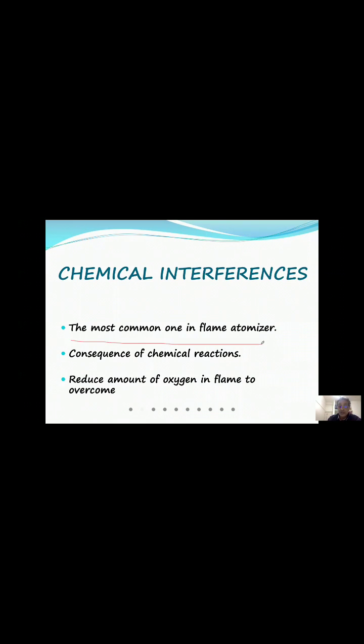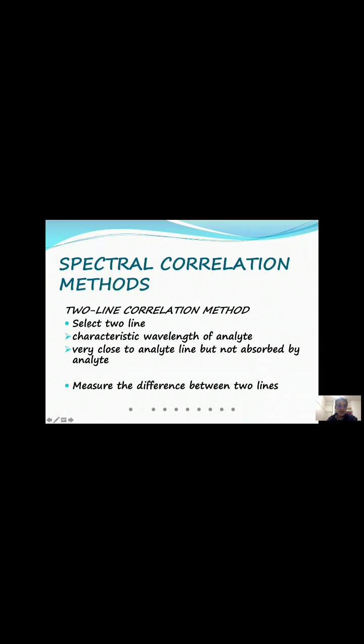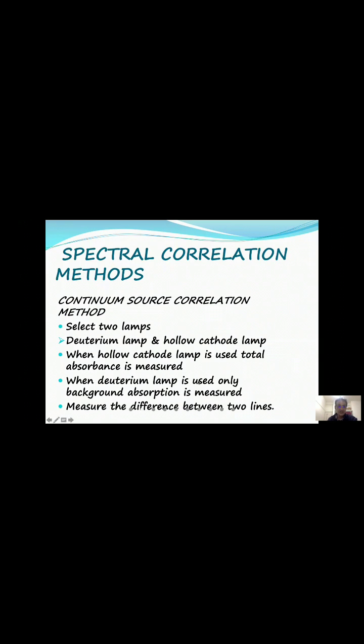The most common one is the flame atomizer. As a consequence of the chemical reactions, reduce the amount of oxygen in the flame to overcome it. Spectral interference is absorption or emission of radiation at the same wavelength. As I said initially, if oxides are being formed or a similar other element is also absorbing radiation at the same wavelength, then radiation which is absorbed gives positive errors, and radiation which is emitted gives negative errors. Spectral correction and two-line correction are not that important.